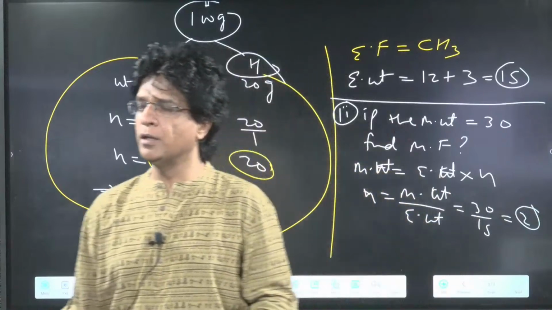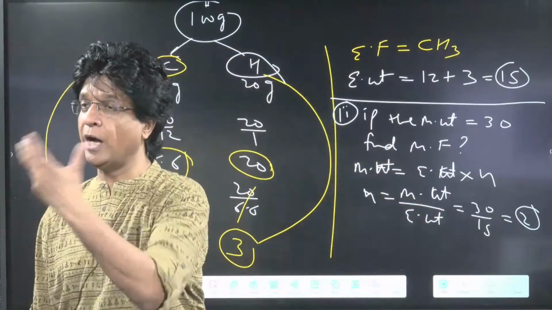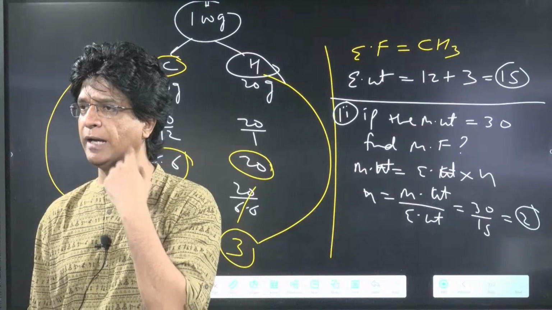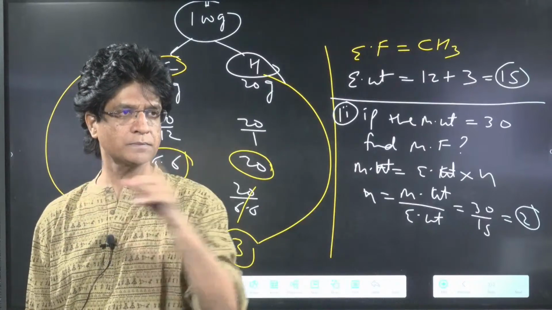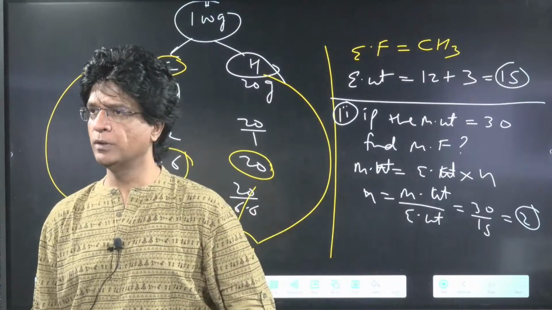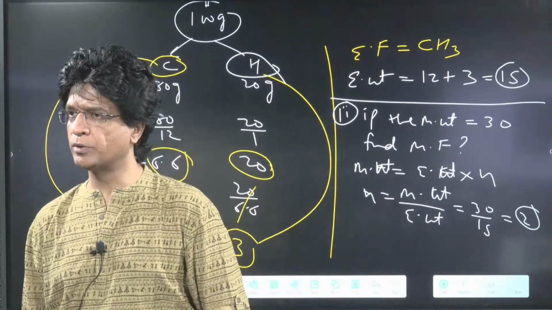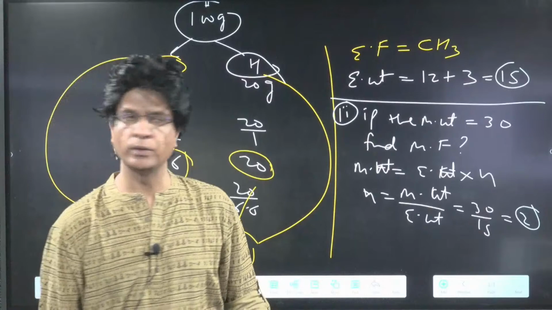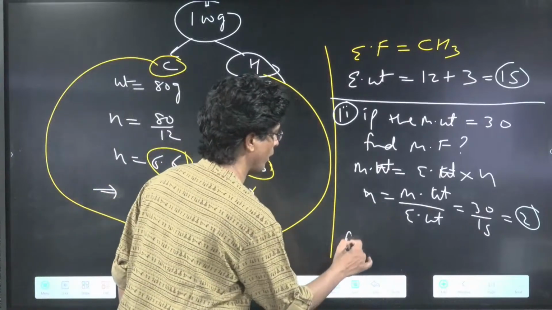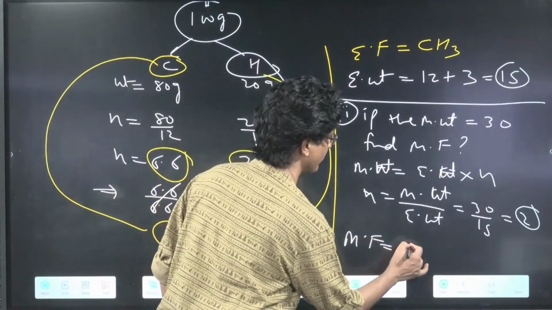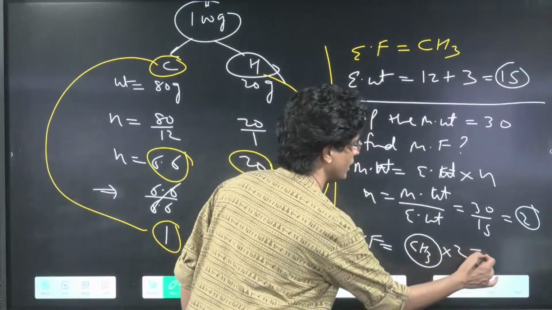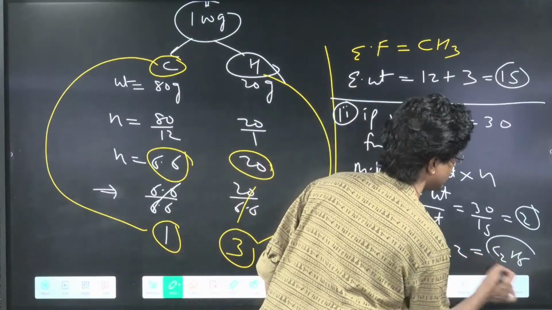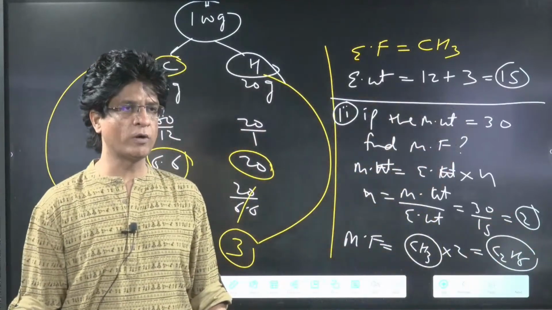So you got it now? That is how we decide that N will be 2. Okay, so now the molecular formula will be the empirical formula CH3 into 2. It will be C2H6. I hope everyone got that.